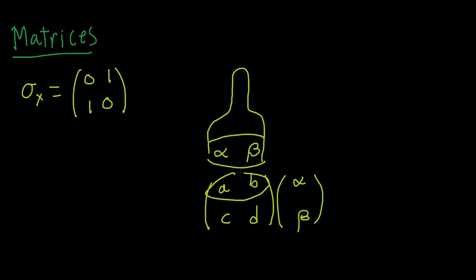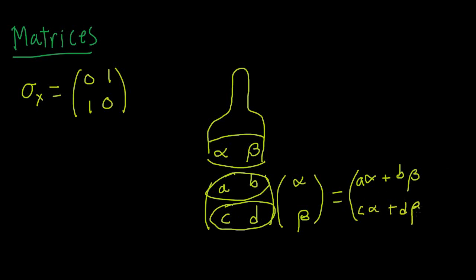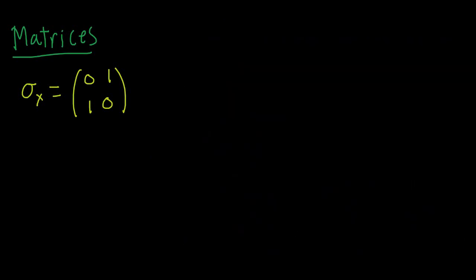So when I stamp it on the first row, there's just an alpha next to the A and a beta next to the B. So the first top component, whoops, I already screwed up, is A times alpha plus B times beta. And then when I stamp it on the second one, there's an alpha next to the C and a beta next to the D. So C times alpha plus D times beta. All right, and that's just how I multiply these things in my head. So maybe that will be useful to some people.